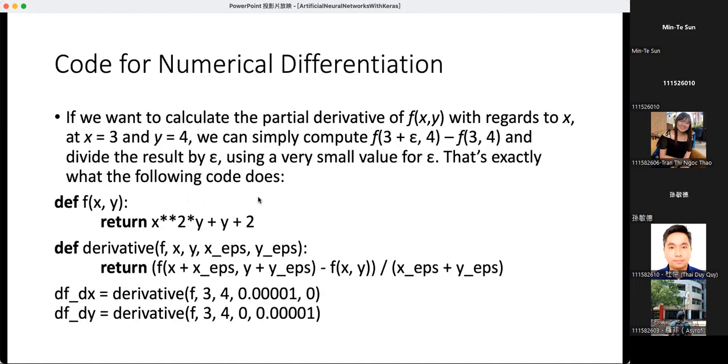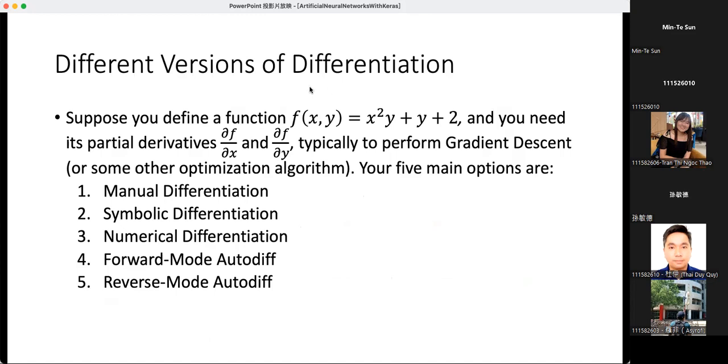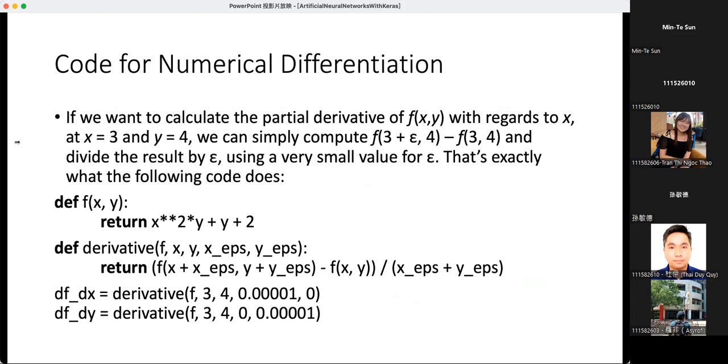So for example, assume that your function is x squared y plus 2. Remember we used this one, x squared y plus 2, and then we can use numerical differentiation. We define f(x,y) first, and then we define the derivative of f(x,y). We add this x epsilon, y epsilon, to be something like this. And when we want df/dx, partial f, partial x, we just use a very small value for x epsilon, and set the y epsilon to be 0.